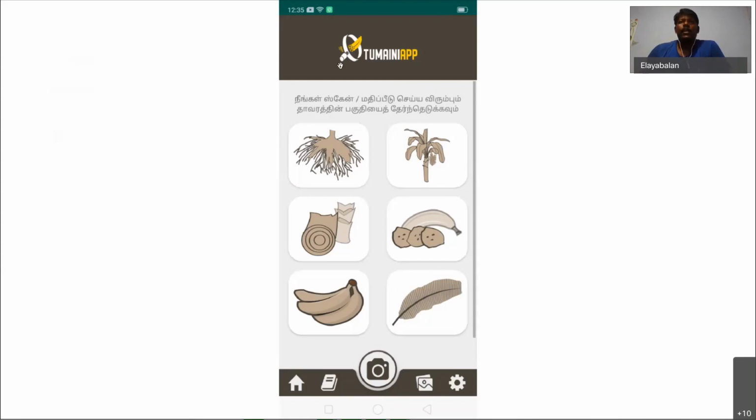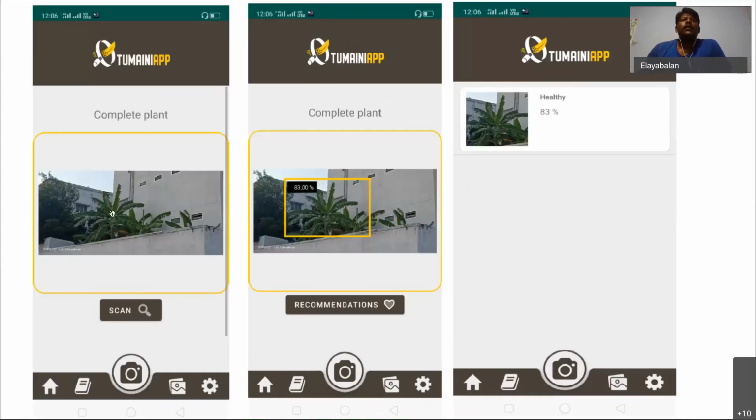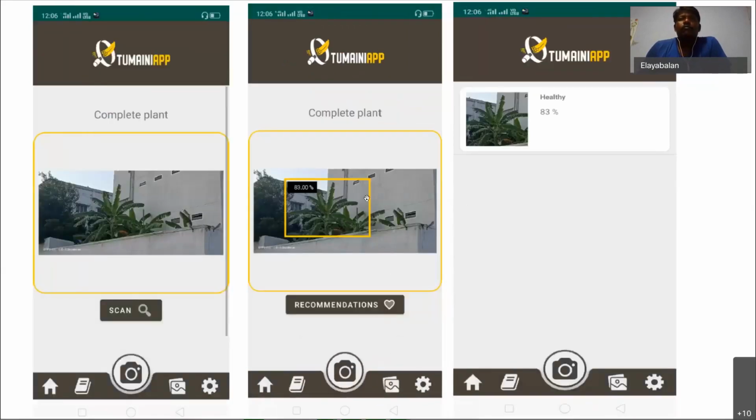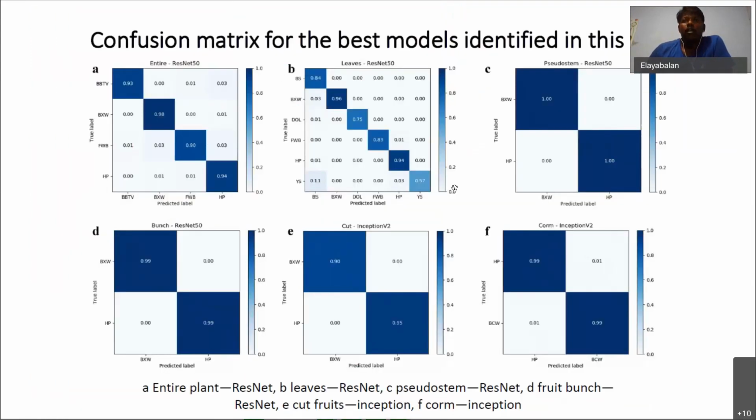This is the app. If you take this image, whatever the background, you keep it inside the machine to scan, and immediately it shows the plant is 83% healthy. If you select the whole plant, you choose which portion you want to scan, which portion you want to know the disease name for, or otherwise whether the plant is healthy or not. The machine focuses only on bananas; it should answer only for banana. So this is the matrix model we made.